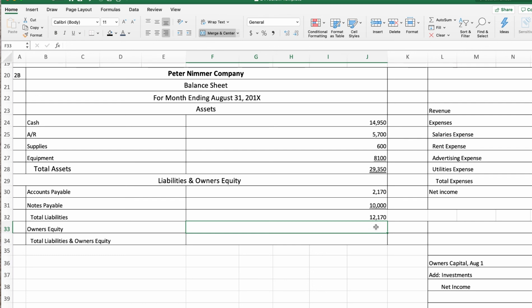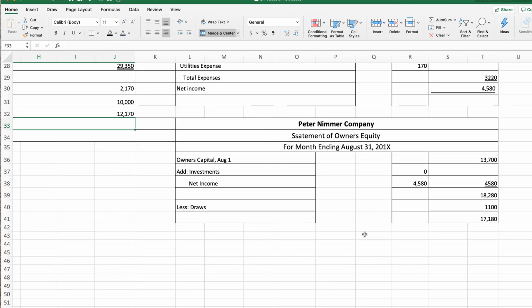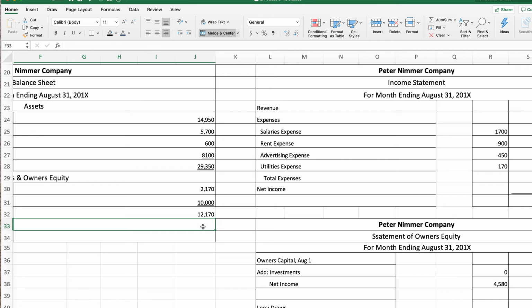I need to add in my equity, right? So what is my owner's equity? What's the ending balance? Guess what? I can go right to the statement of owner's equity and pull out the ending balance, which is 17,180. Now I'm going to do another mathematical function.